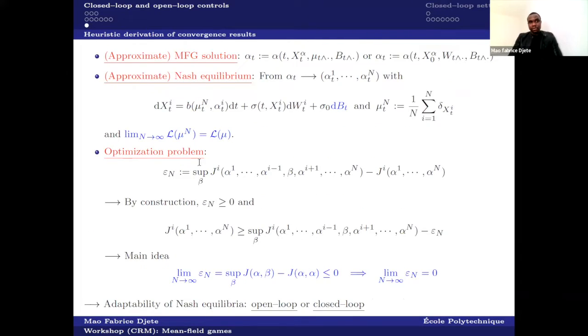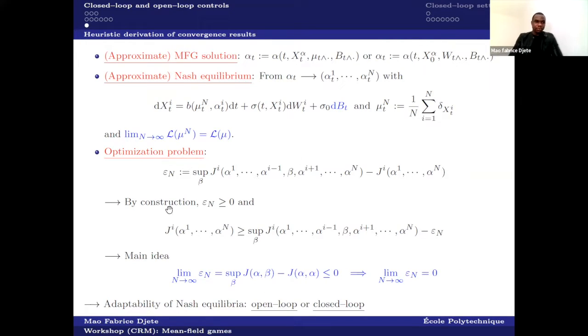Just to talk about the heuristic derivation of the convergence result. The main idea is, first, we start with an infinite-player solution like this. The next step is to try to construct Nash equilibria, interacting processes like this. And the last part is to show that the tuple we construct here is actually an approximate equilibrium. So first of all, define the error you committed here, and you are going to show that this error will go to zero, to put it simply.